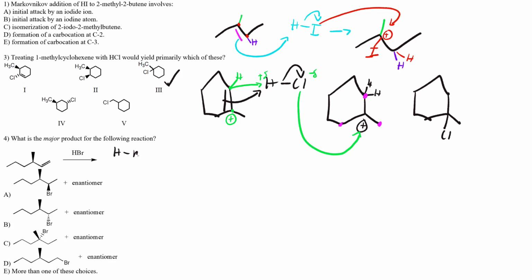So we have HBr, bond breaks, releasing this hydrogen. This double bond picks this hydrogen up, right? It picks them up, okay? So we have 1, 2, 3, 4, 5, and then a methyl and a hydride, or hydrogen, okay? Yeah.